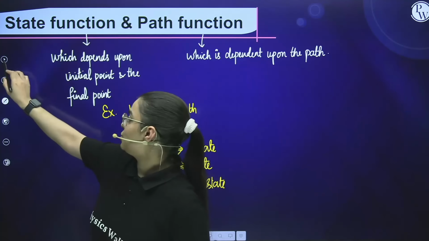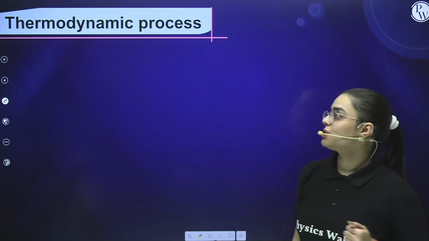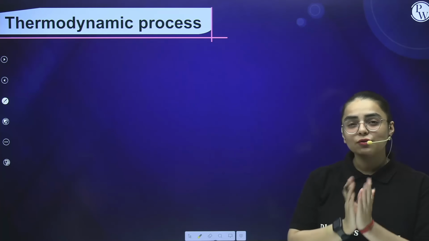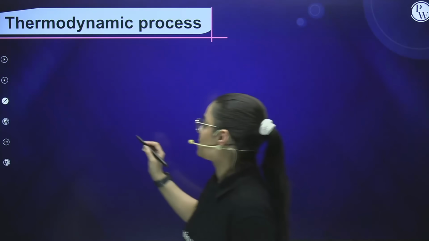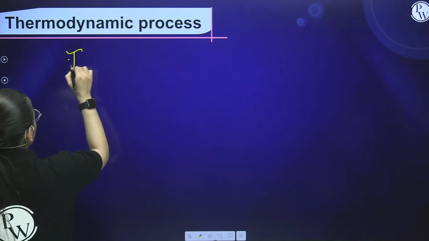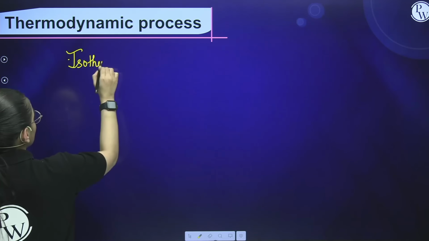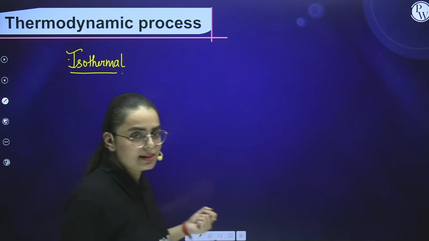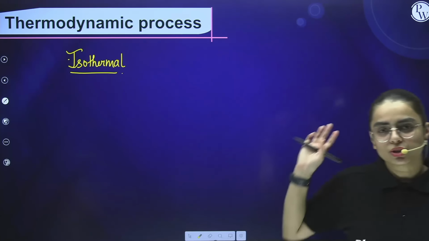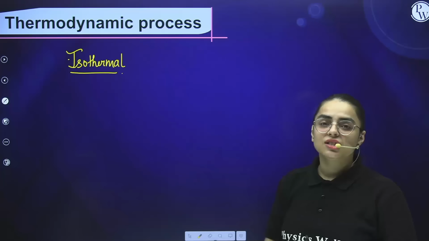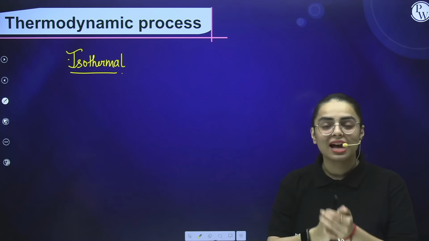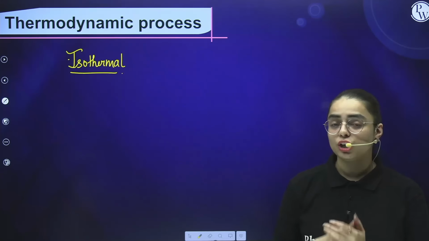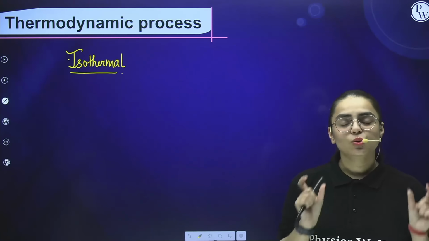Now moving forward, students, the next segment is thermodynamic processes. In thermodynamic processes, the very first process is the isothermal process. If you have seen the lecture on states of matter, then you are able to define isothermal very easily. But if you have not seen it, no need to worry, I'm going to tell you again. What do you mean by isothermal process? Iso refers to same. Whenever you're talking about isothermal, isobaric, isochoric, in all of these, iso refers to same.